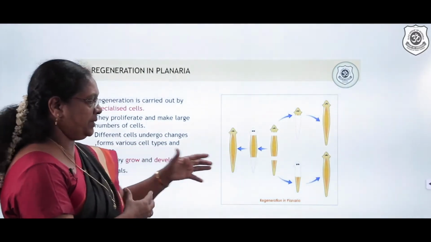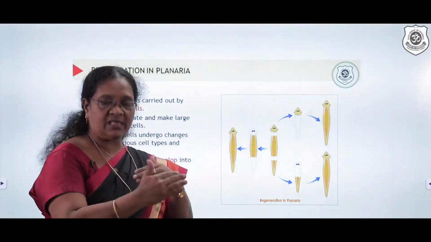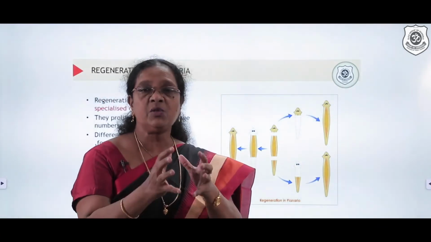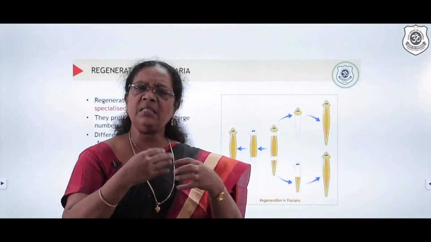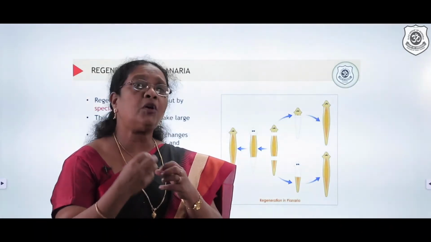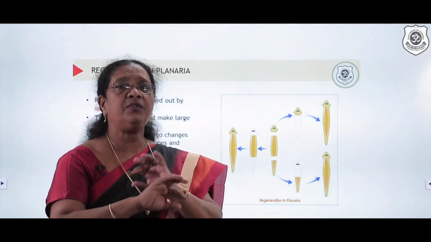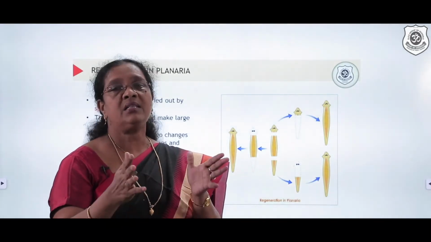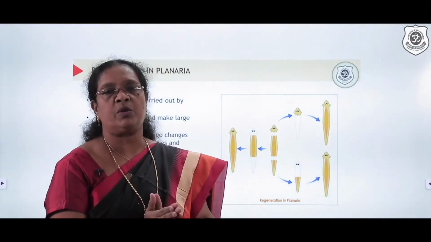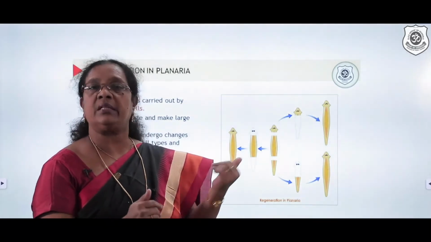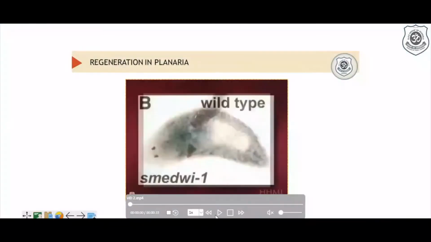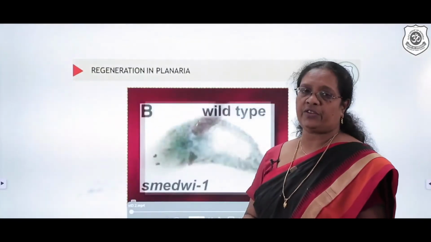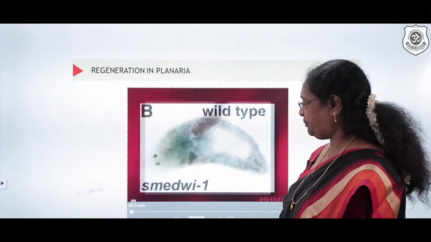What exactly happens? When they start getting divided, the cells which are present there start multiplying more. They start proliferating, arranging themselves and developing into the various tissues and organs. As a result, a complete individual will be observed in the case of planaria. We'll just have a small look at a video which shows the regeneration in planaria.